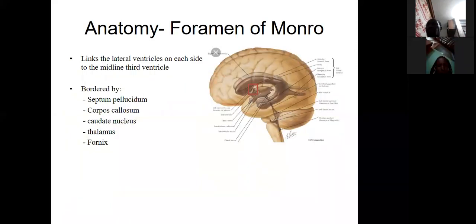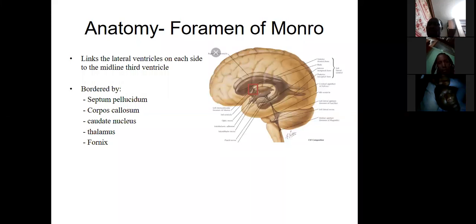Concerning the foramen of Monro, which is the main structure that permits communication between the lateral ventricles and the third ventricle, it is found on both sides of the midline, permitting communication of the lateral ventricle with the third ventricle. So it too has borders. It is bordered by the septum pellucidum, the corpus callosum, the caudate nucleus, the thalamus, and the fornix. It's represented here.